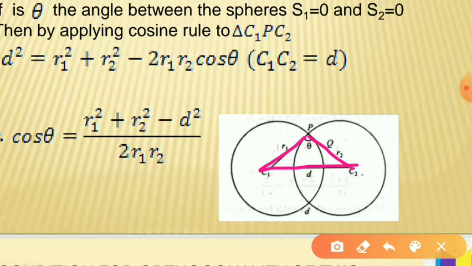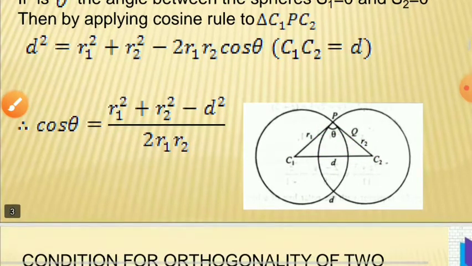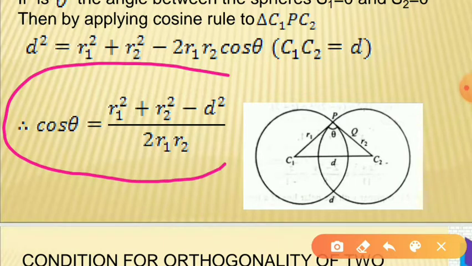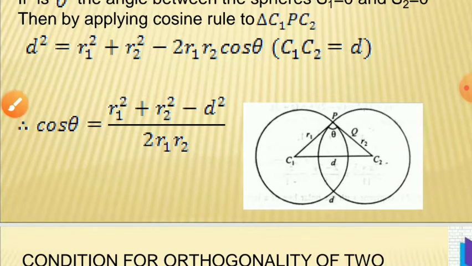So whenever r1 and r2 are the radii and d is the distance between the centers of the spheres, then we can easily find the angle between these two spheres. If it is theta, then we can apply this relation: cos theta is equal to (r1 square plus r2 square minus d square) by 2 r1 r2.